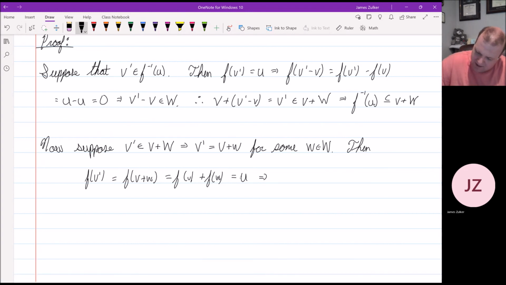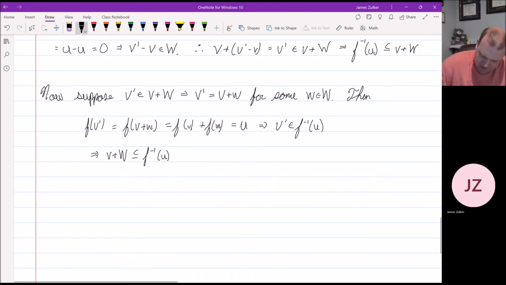So what this means is that V prime is in the preimage of U. This means that the coset is a subset of the preimage. Therefore, the preimage of U is equal to the coset, which is what we wanted.